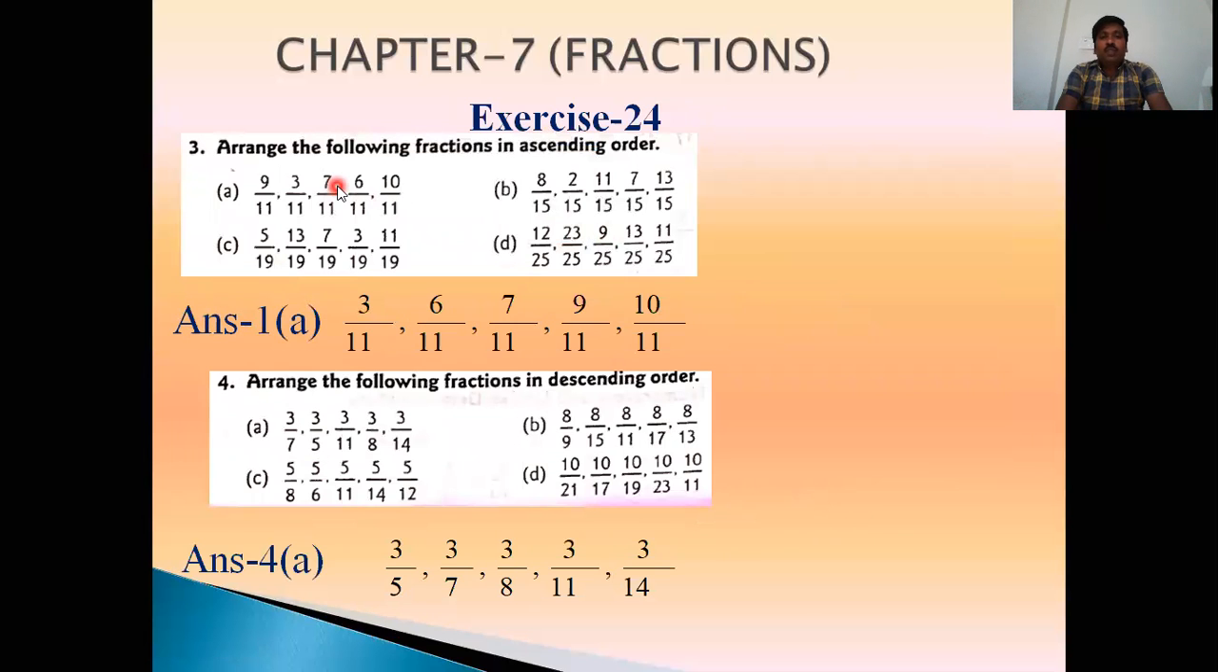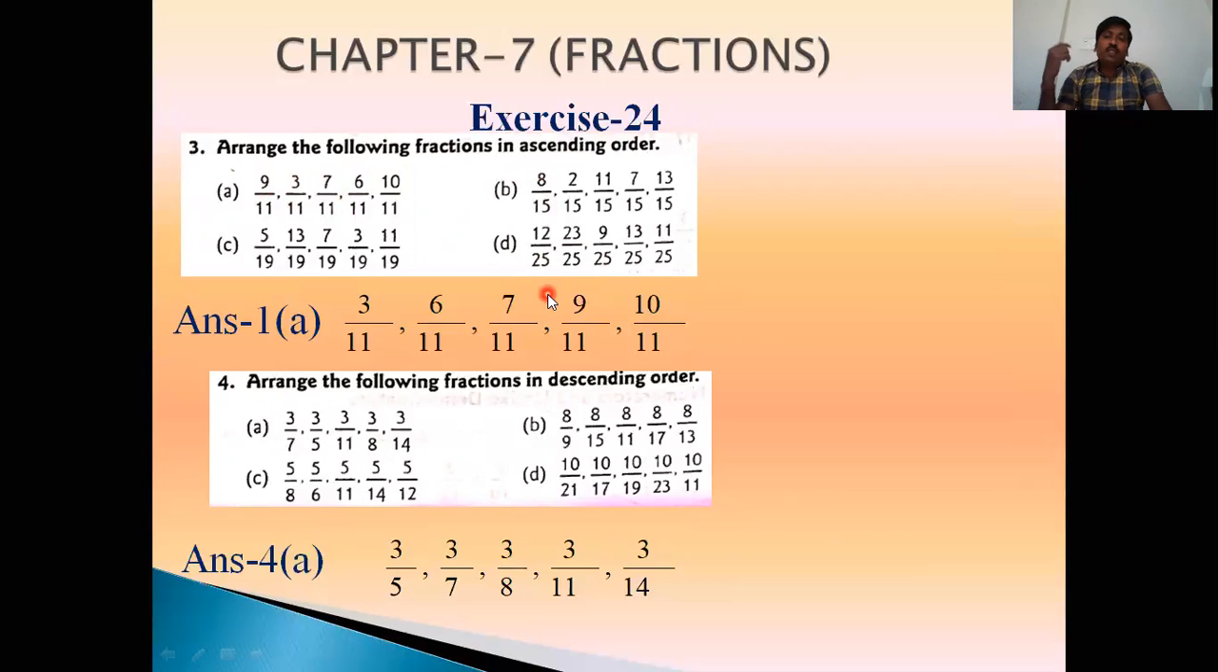Now question number 3 of exercise 24. Arrange the following fractions in ascending order. This is very simple. Here we see these are 11, 11, 11. The denominators are equal, which means they are like denominators. To compare these, we compare the numerators. Here these fractions are to be arranged in ascending order.